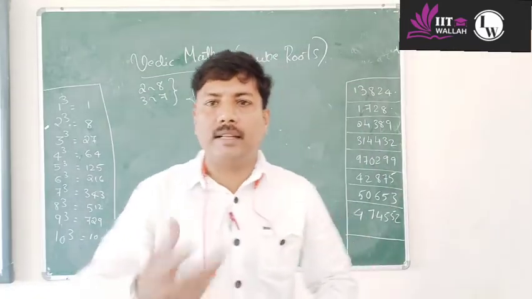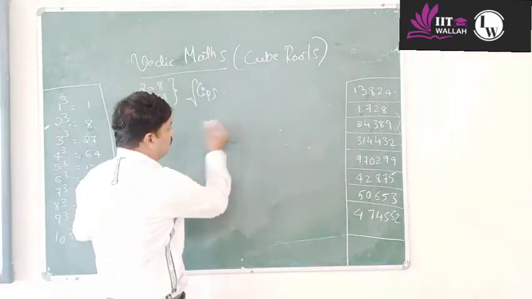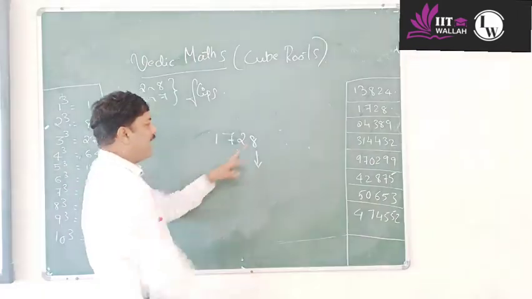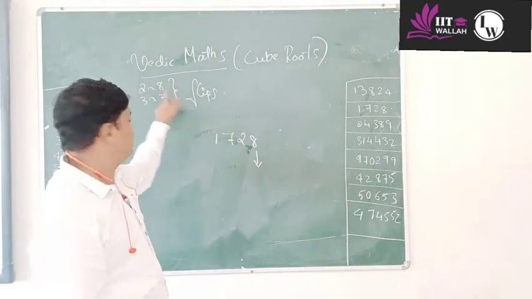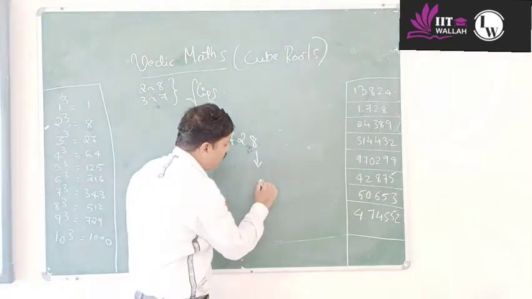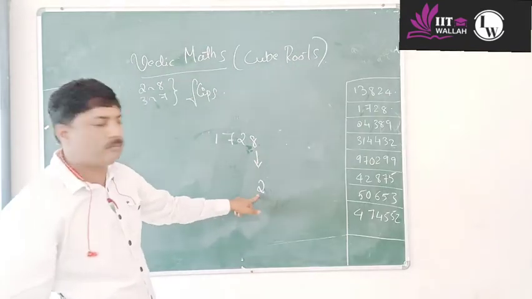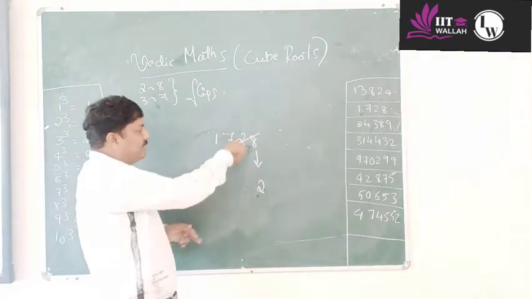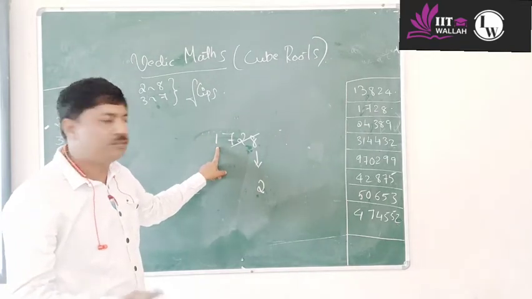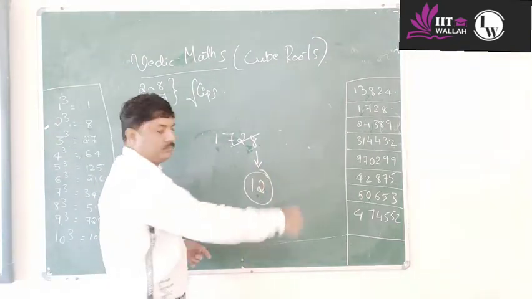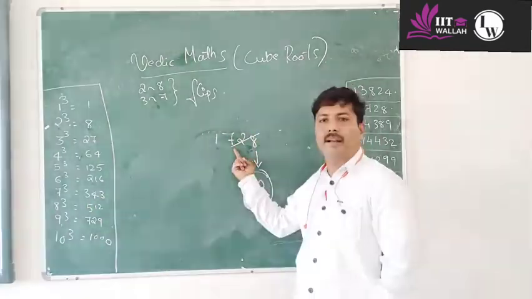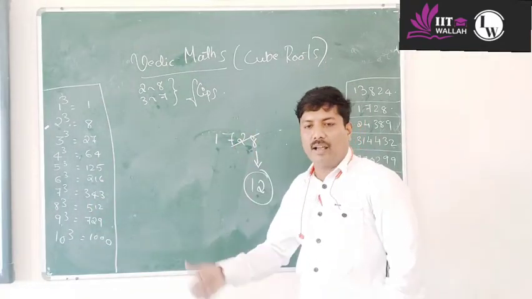Now we will check the other number, like 1, 7, 2, 8. This number ends with 8. You already know that 8 flips with 2. So if it ends with 8, the cube root will end with 2. Then cut the first 3 digits. The remaining 1 is a perfect cube, so you can write 1 itself. The cube root of this number is 12. You can easily find it.